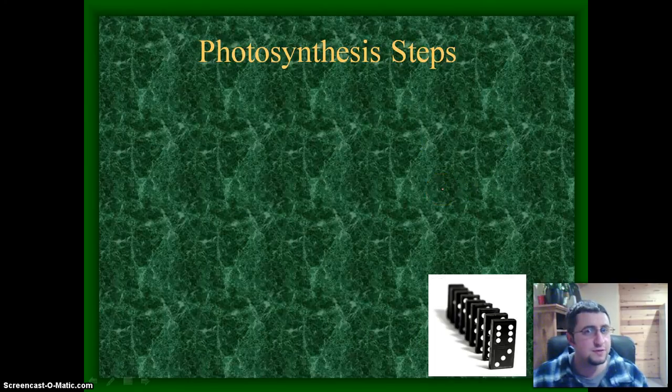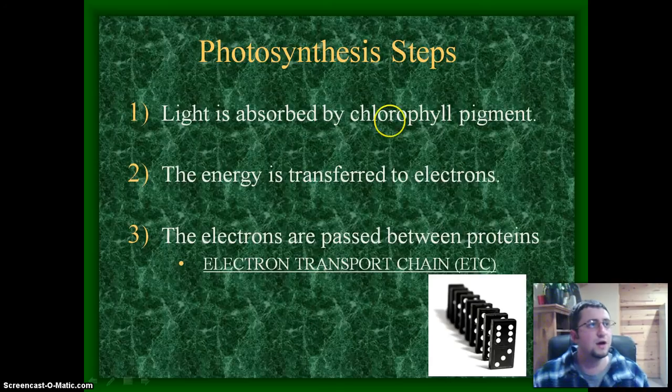Here are the steps to the photosynthesis equation. There are 6 main steps. First off, light is absorbed by chlorophyll. That energy is transferred into electrons. Electrons is a complicated word, but what does it kind of sound like? It sort of sounds like the word electricity.